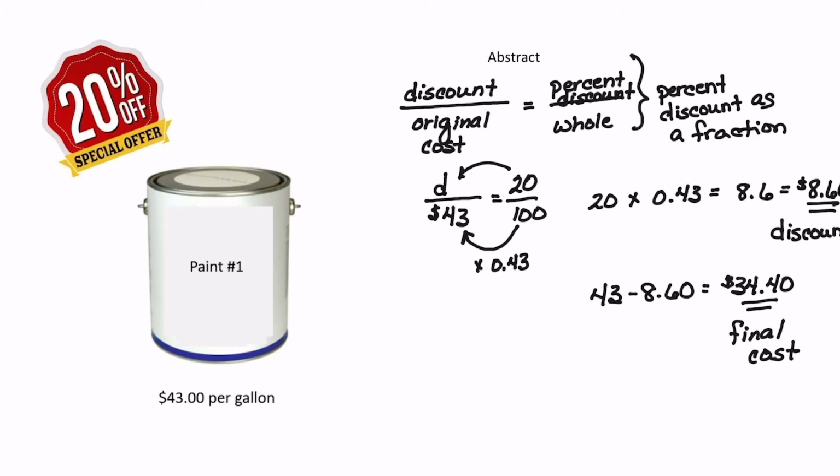So we've talked about 3 strategies to figuring out discount and the final cost. We can use a tape diagram, which is pictorial. We have 2 types of abstract. We can either use our decimal algorithm or we can use ratios.